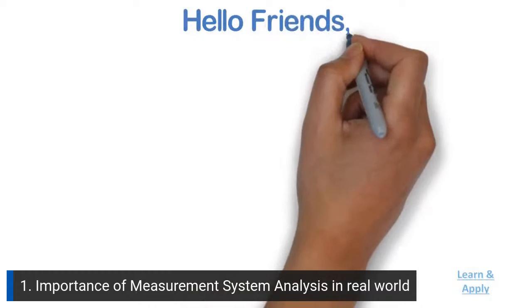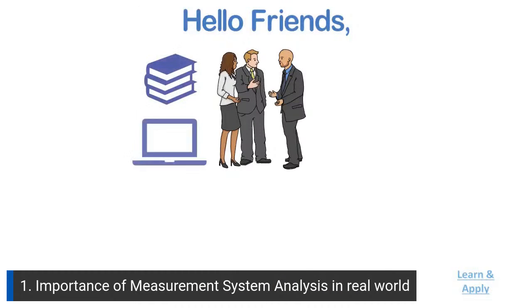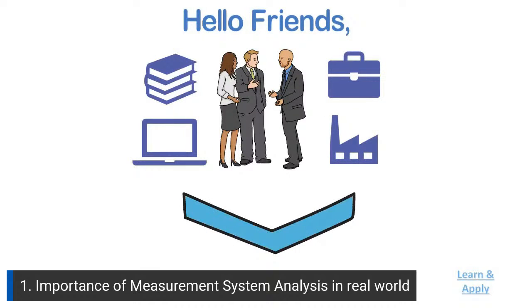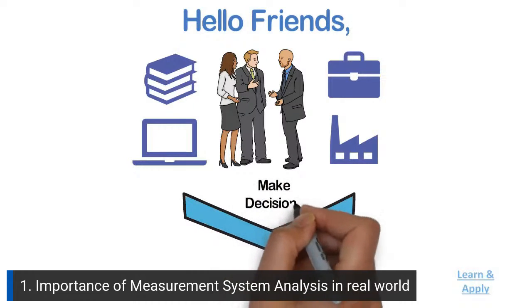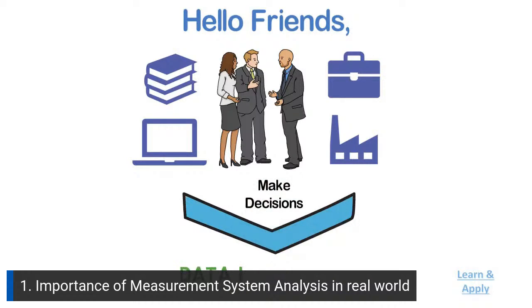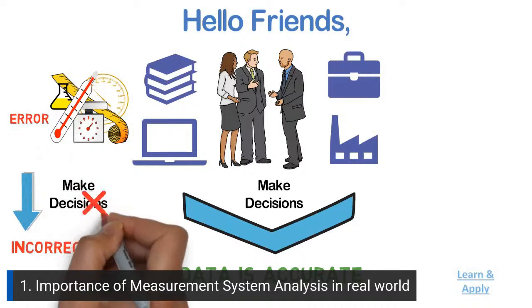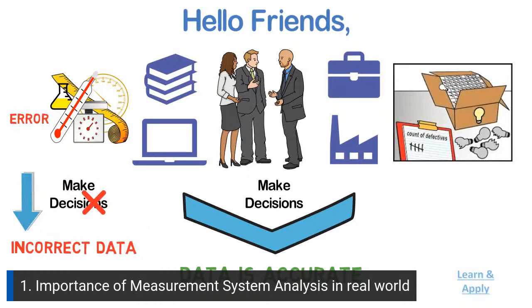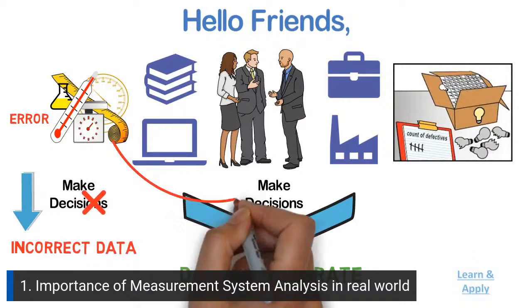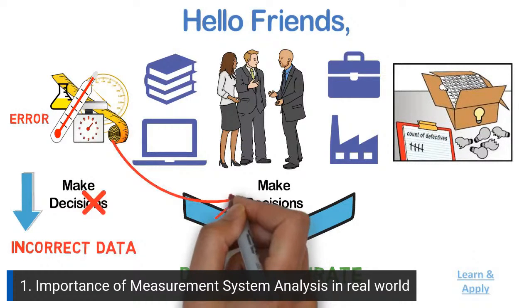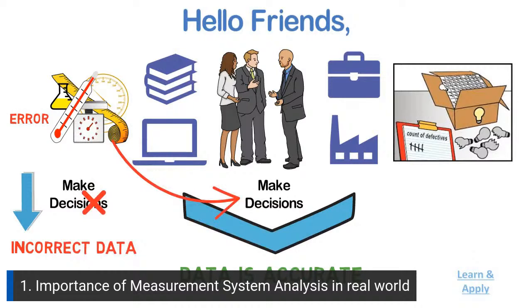Hello friends, our day-to-day life is largely impacted by more and more data. In business and industry, we are using data in more ways than ever before. When this measurement data is being used to make decisions regarding the process and business in general, it is very important that the data is accurate. If there are errors in our measurement system, we will be making decisions based on incorrect data. We could be making incorrect decisions or producing non-conforming parts.